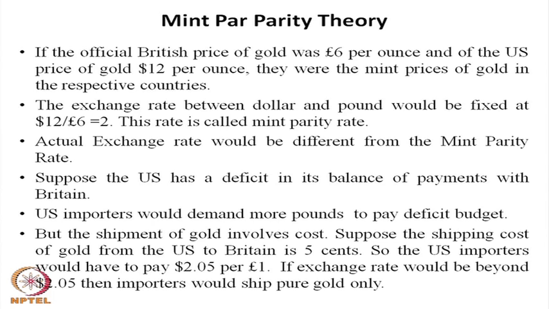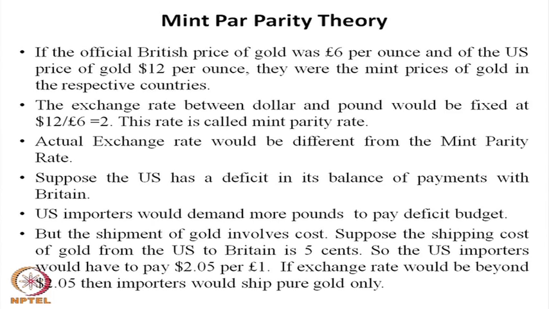So the exchange rate between pound and US dollar depends upon the mint price of gold. Since the mint price of gold in the US is less than the mint price of gold in London, the exchange rate is fixed at 2, the mint parity rate between US and London. The actual exchange rate would be different from the mint parity rate, because the currency here is the dollar and the pound.